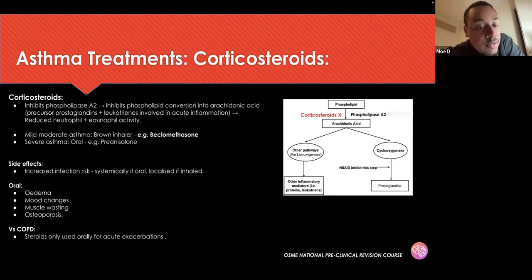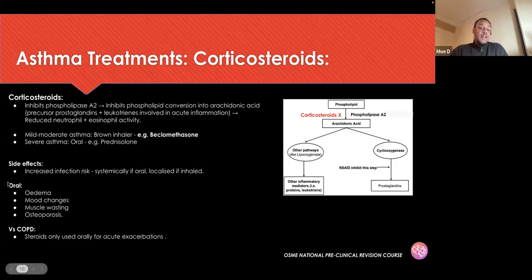And there's two types of drugs which are generally used. You use them as part of the brown inhaler. You use beclomethasone for mild to moderate asthma, but for more severe asthma, you use prednisolone, which is administered orally. And beclomethasone is the one you need to know for your Part A exam. And in terms of side effects, because corticosteroids are immunosuppressants, there's an increased infection risk. And this increased infection risk is systemic if you administer prednisolone orally, and it's more localized to the airways if you use beclomethasone via an inhaler.